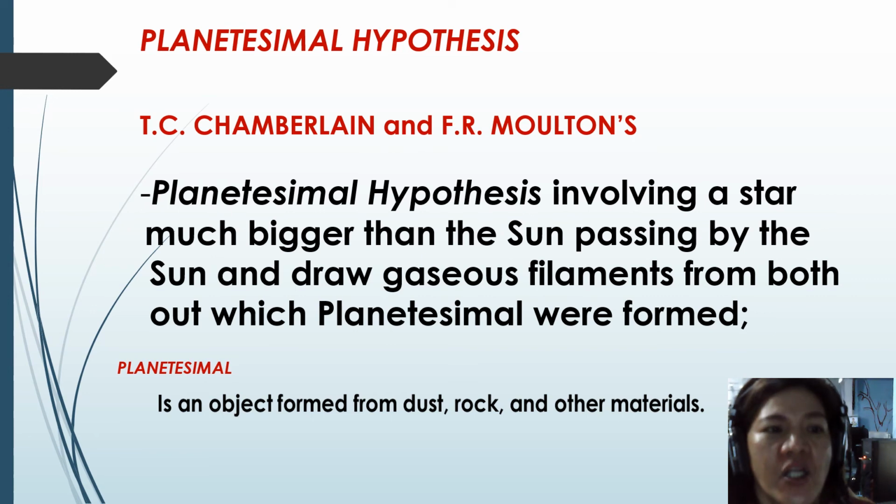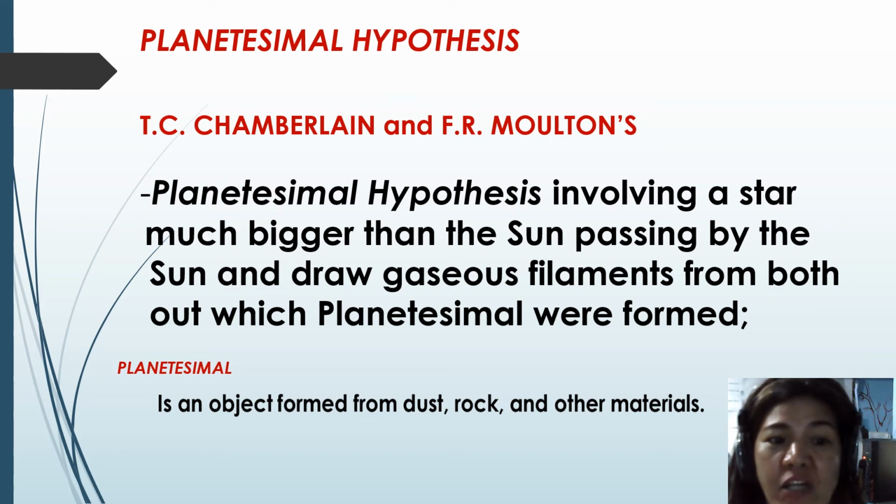Okay. So next we have the planetesimal hypothesis. According to Chamberlin and Moulton's planetesimal hypothesis, a star much bigger than the sun passed by the sun and drew gaseous filaments out from both, from which planetesimals were formed. Okay, so when you say planetesimal, it is an object formed from dust, rock, and other materials.